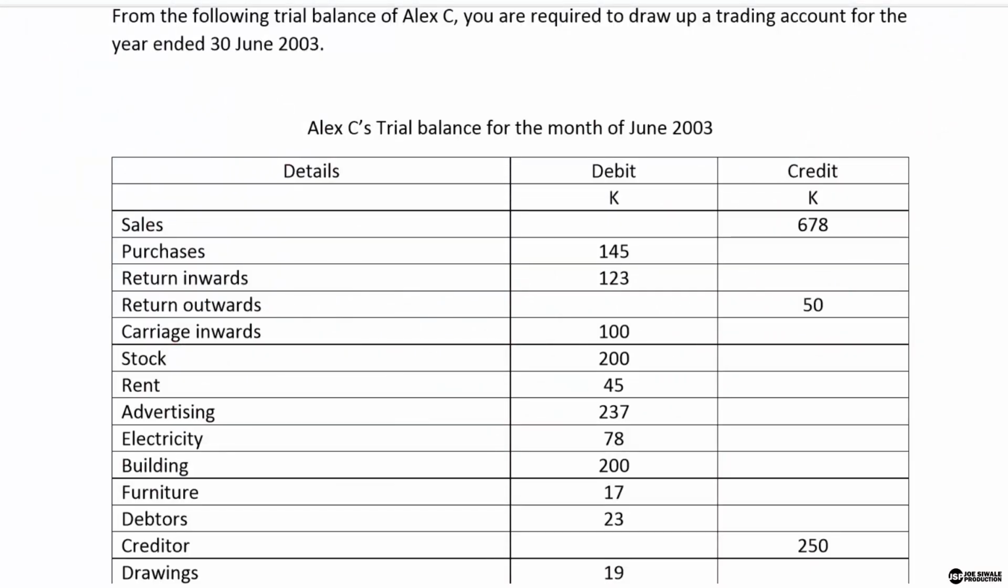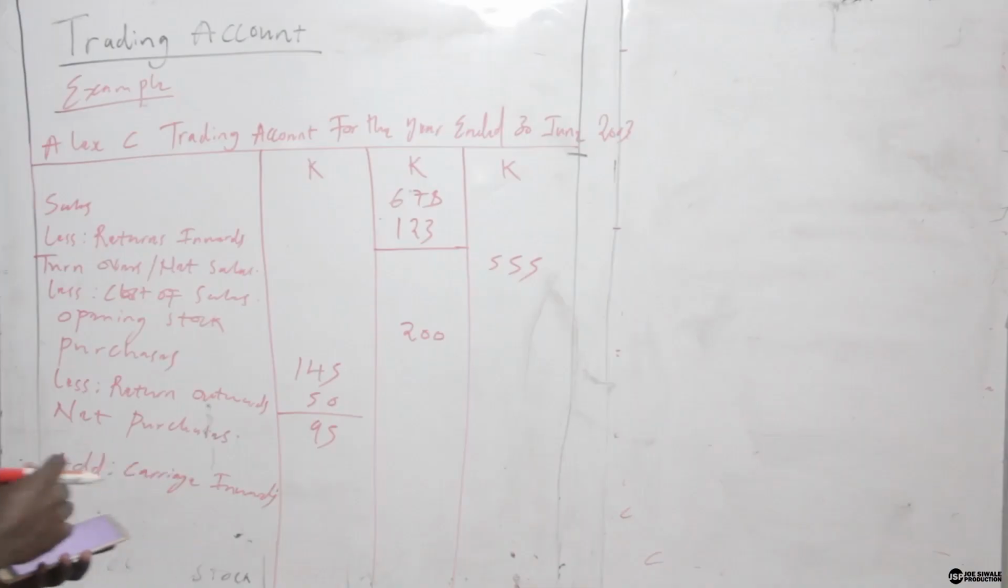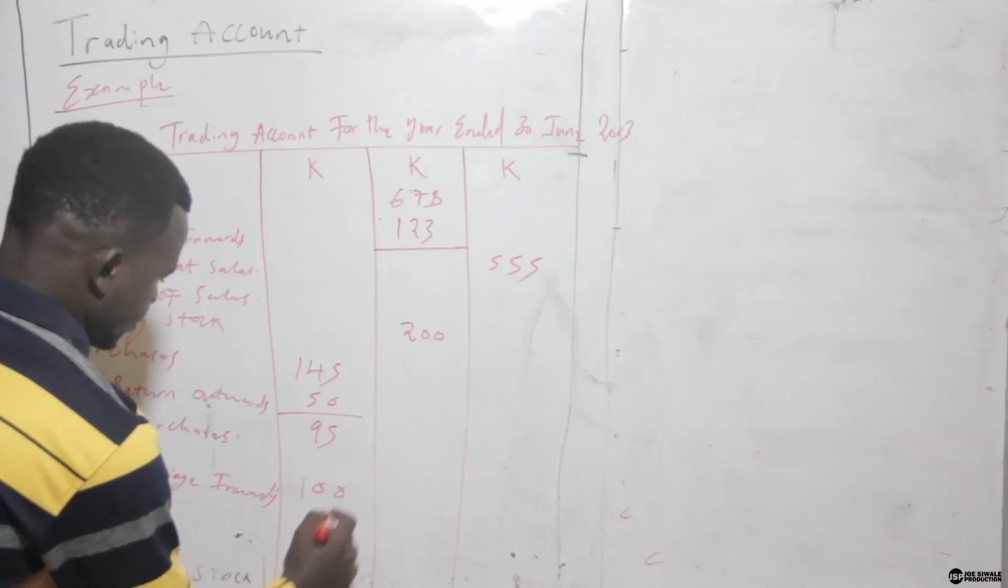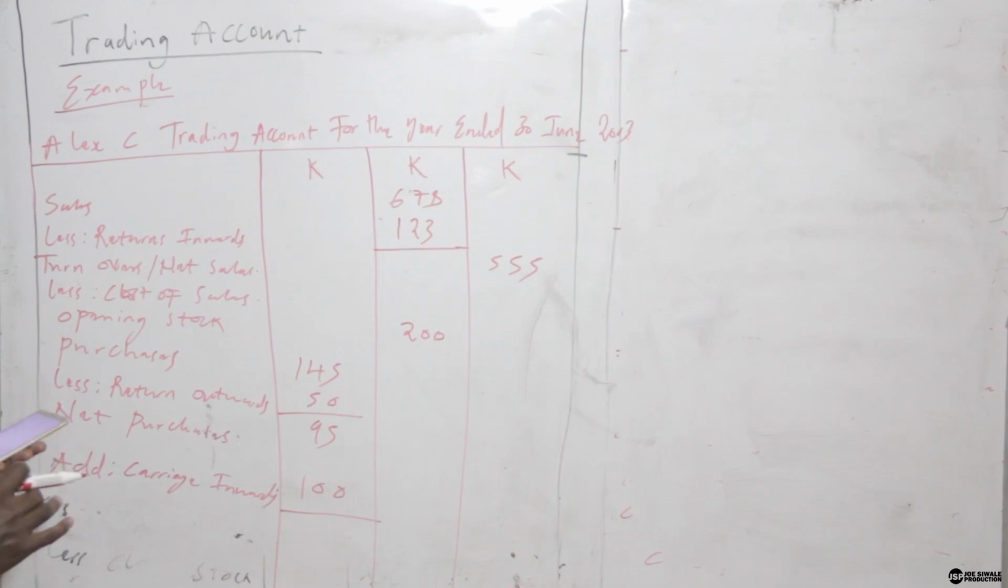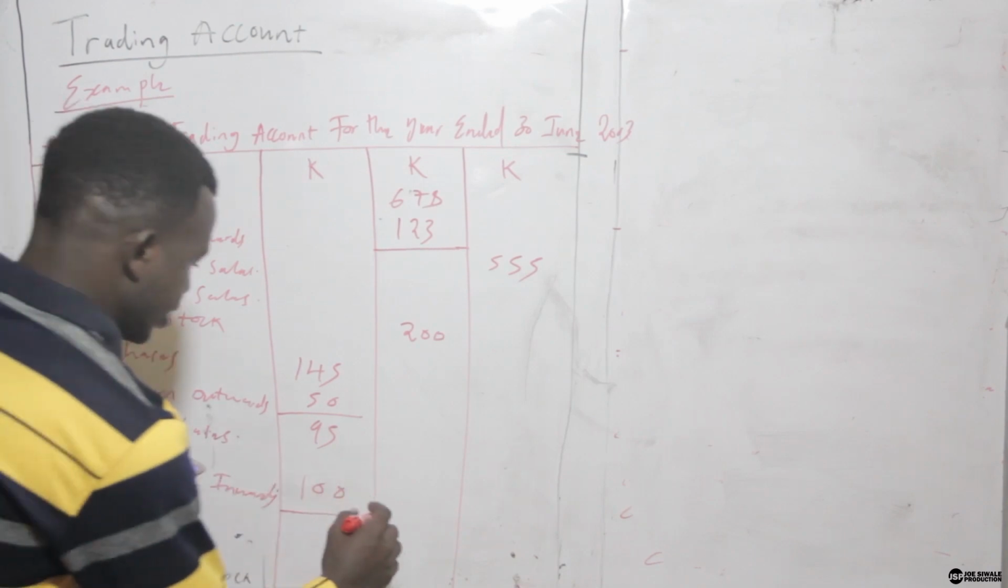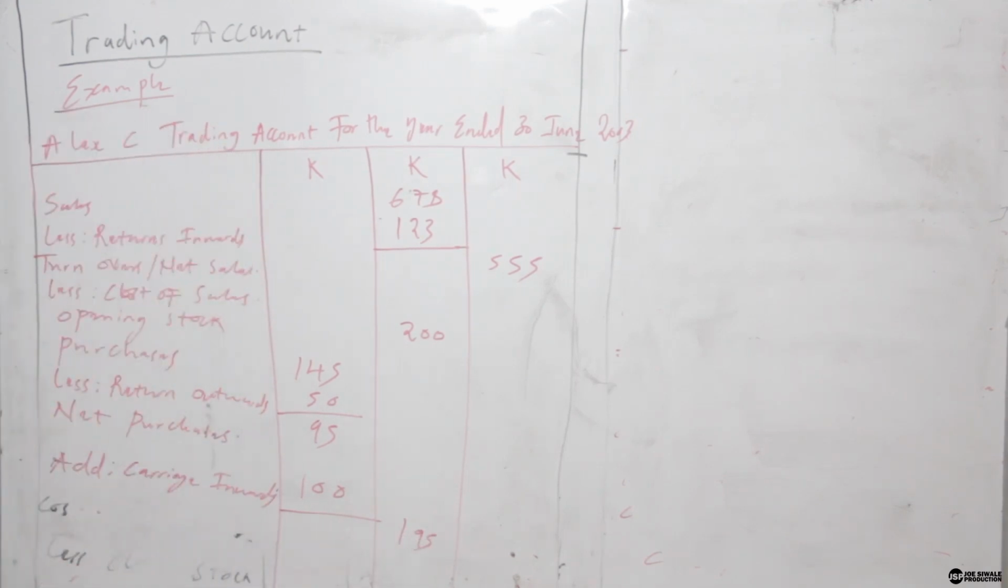And we have to take note of something. The wages that we are having are combined with salaries. That means in this case, this is going to be an administrative expense and it's not going to appear in the trading account. So we're just going to add our carriage inwards, and our carriage inwards there is 100. So we're going to say 95 plus 100, we're going to have 195.